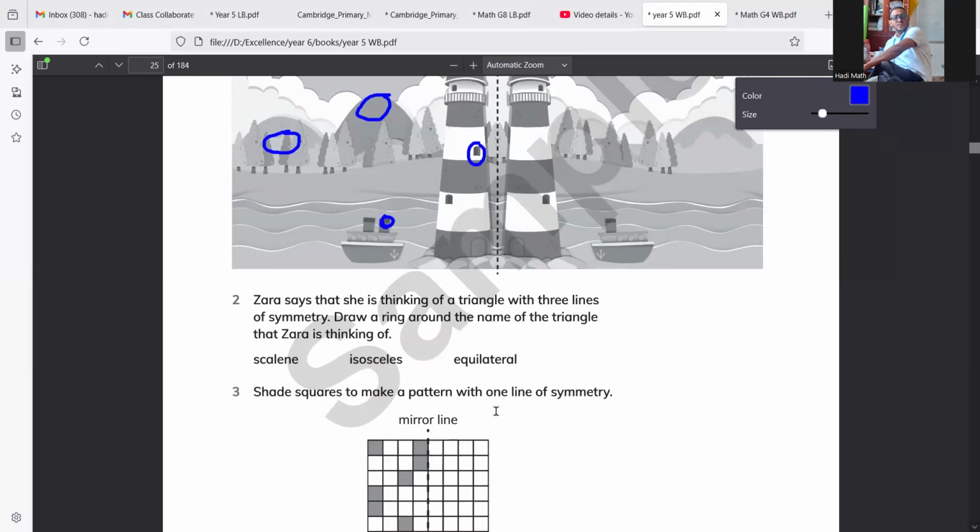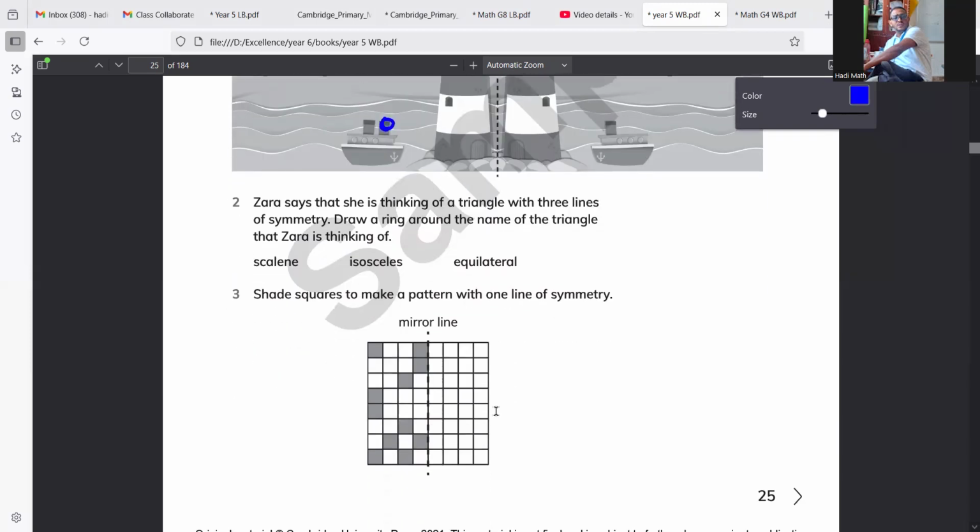Let's go to question number 2. We say Dara says that she's thinking of a triangle with 3 lines of symmetry. Draw a ring around the name of the triangle that Dara is thinking of. Before we draw it, we need to know the type of triangle.